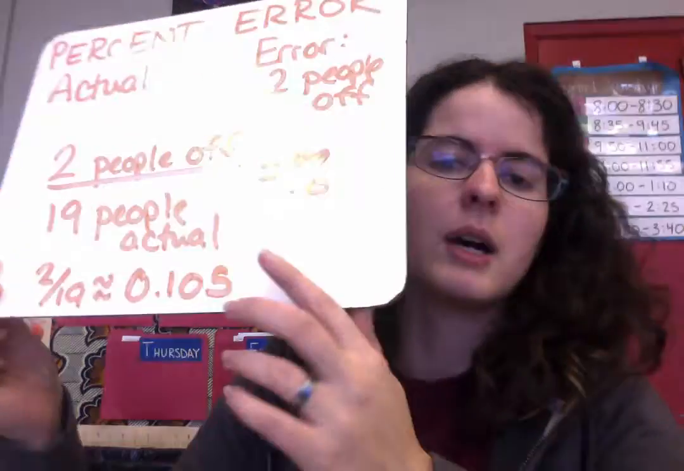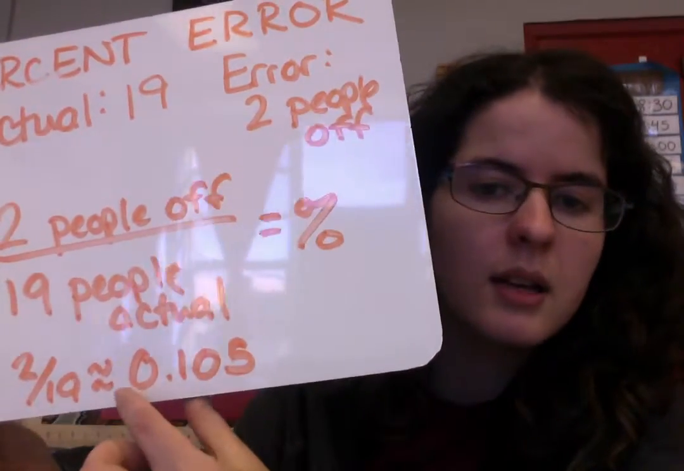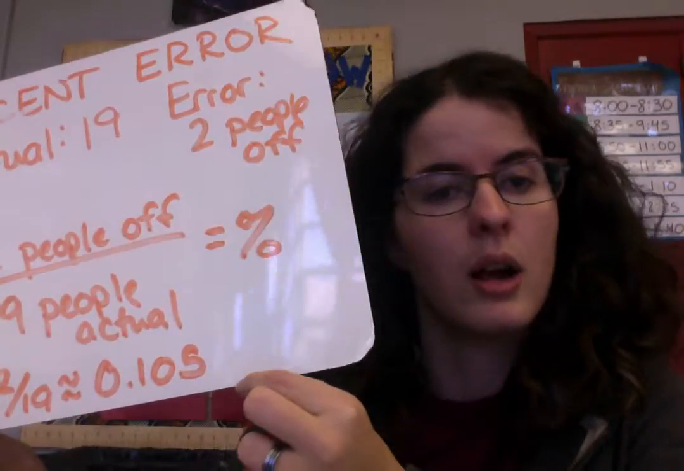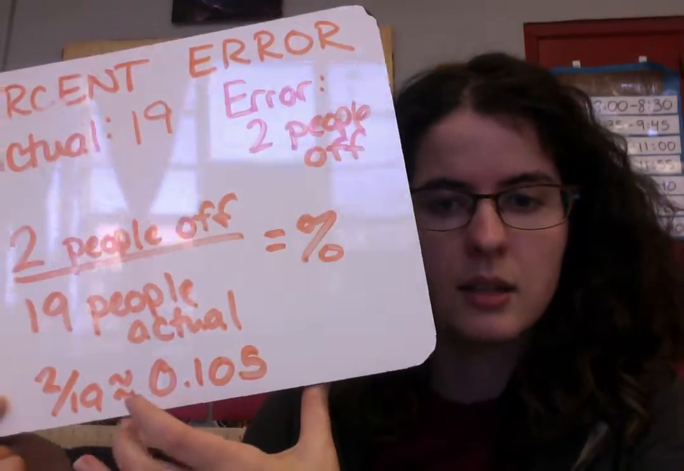And let's talk about it just to the thousandths place. So 2/19 is approximately 0.105. And some people ask me, what are those squiggly equal signs? That means that it's approximately this, because it actually goes on forever. It is not exactly 0.105.